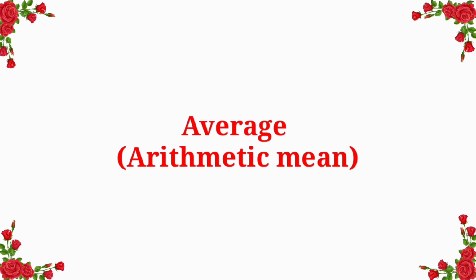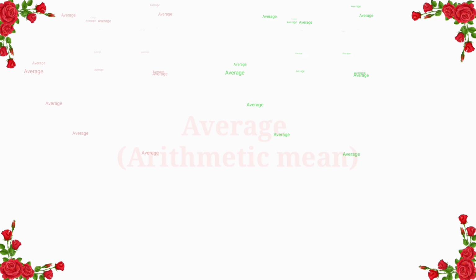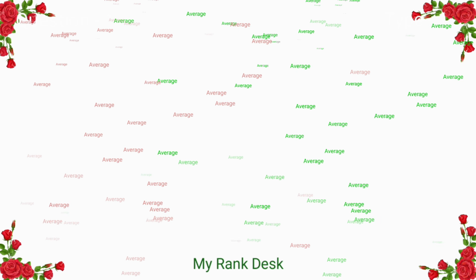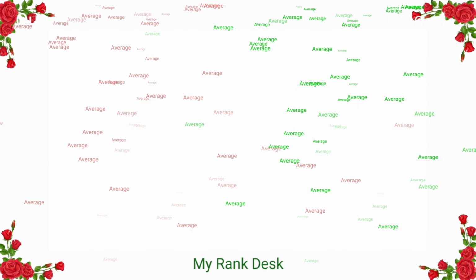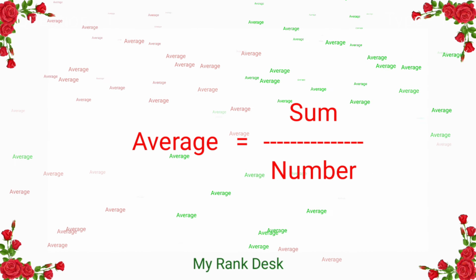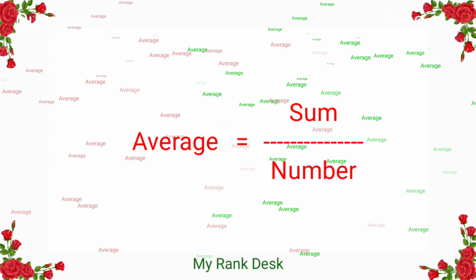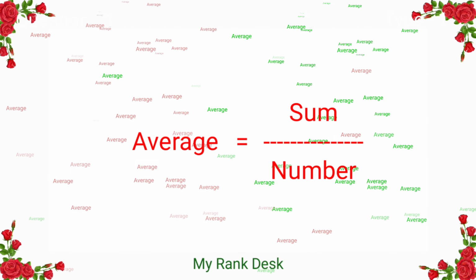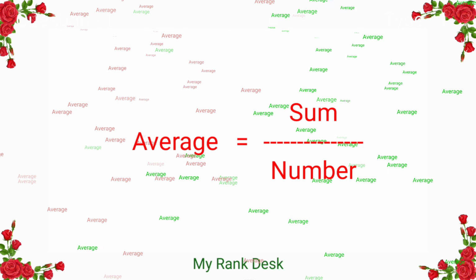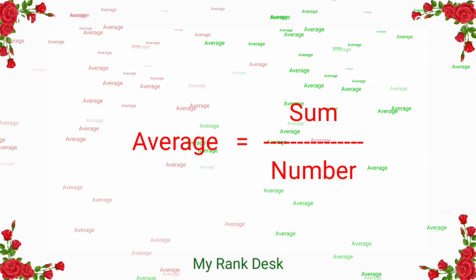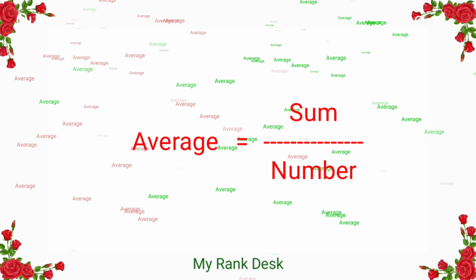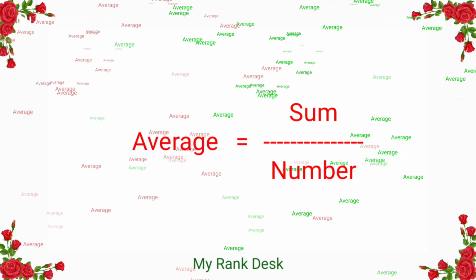Average or arithmetic mean. Average or arithmetic mean of two or more observations is the quotient on dividing the sum of observations by the number of observations. To find average of some observations, add the observations together and divide the sum by the number of observations. The quotient we get must be the average of the observations.